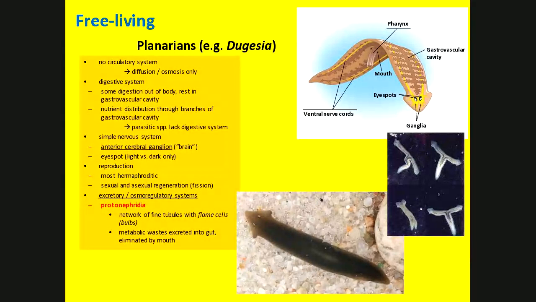Simple nervous system. Oh, an anterior ganglion, cerebral ganglion. Anterior because we talked about advantages of being bilateral. A ganglion is a collection of nerve tissue. So it's a brain-like object, right? Not really a brain, but your brain is nothing more than a collection of nervous system as well. Eye spots by which they can sense light and dark only.